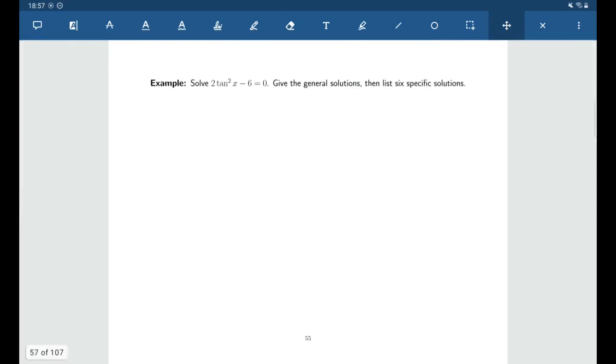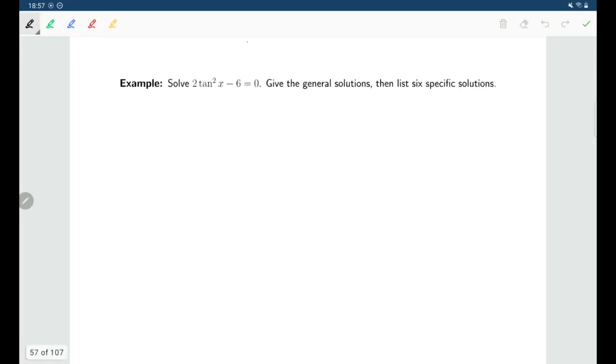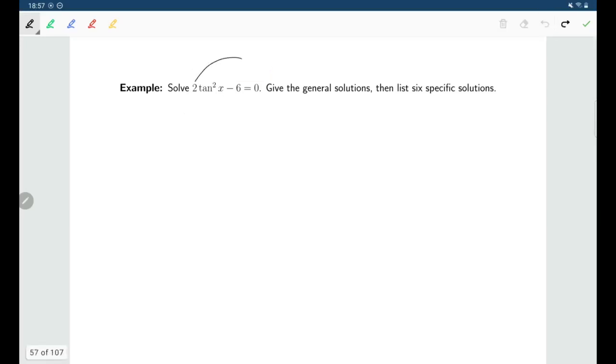Okay, so here we're looking at another solution to a tangent problem: 2 tangent squared x minus 6 equals 0. If you were to rewrite this and isolate your tangent function, first bringing the 6 to the other side and then dividing everybody by 2, you would find that tangent squared is equal to 3. And if tangent squared is equal to 3, then that means tangent should be plus or minus the root of 3.